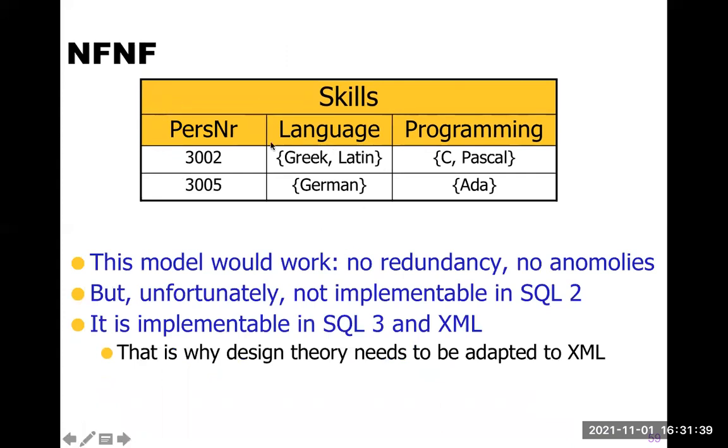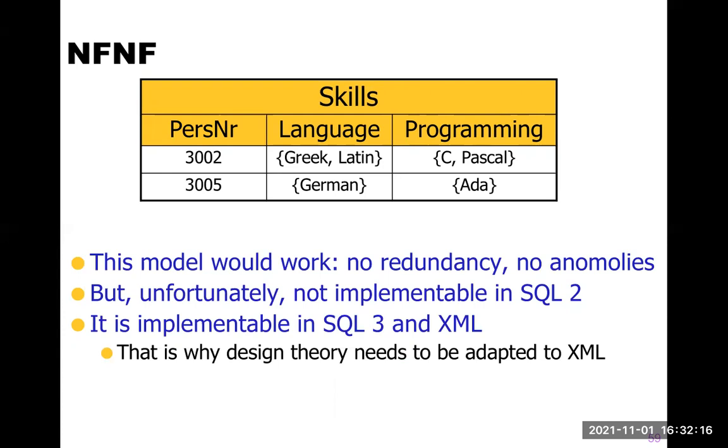The first option is to violate first normal form and say that our skills are lists. So this person has this list of languages that they speak: Greek, Latin, and maybe something else. And programming languages is another list, C and Pascal, and we may add Java there, and that's all. This model would work, yes. We have no redundancy, and mainly no anomalies.